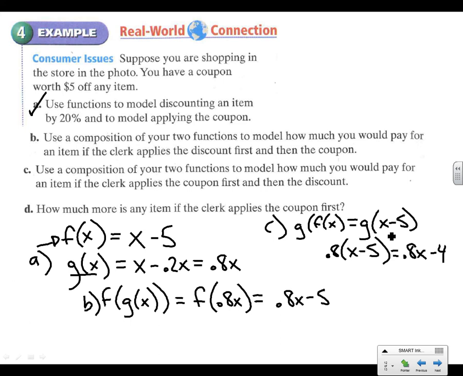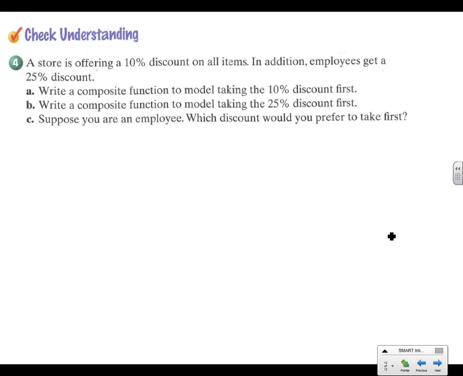Okay, so let's compare these. 0.8x minus 5 or 0.8x minus 4. You're going to take $5 off down here, but only $4 off over here. So you're getting a much better deal if you do the 20% off first and then subtract the $5. The other way it's always going to be $1 different. All right, so follow through with that information on understanding check number 4. Try to get all the way through that, and any questions, we'll go over it in class. Good luck.